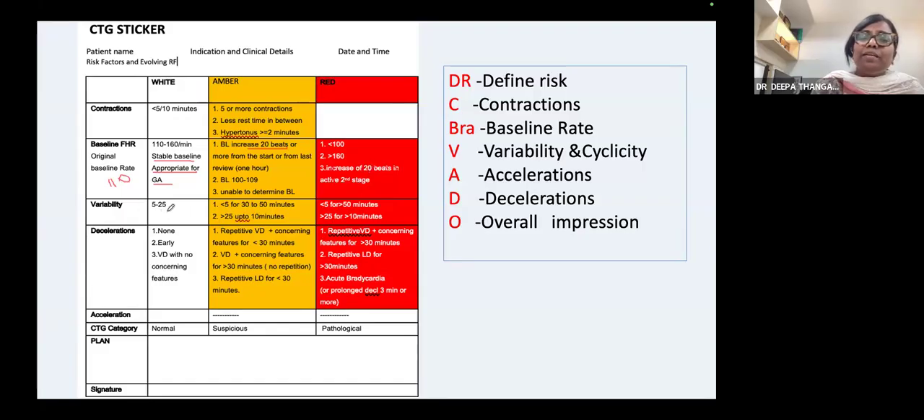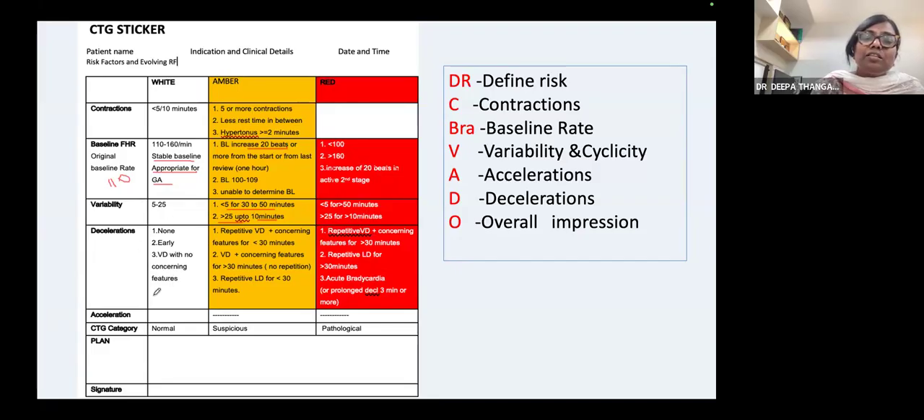Then comes the variability. Normal variability is 5 to 25. Less than 5, staying there for 30 to 50 minutes, is amber. Increased variability for even 10 minutes is normal, but it is amber if it is less than 5 beats or more than 10, for 50 minutes. More than 25 beats, a saltatory pattern, for 10 minutes is red.